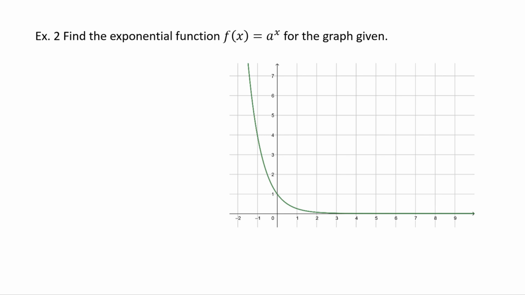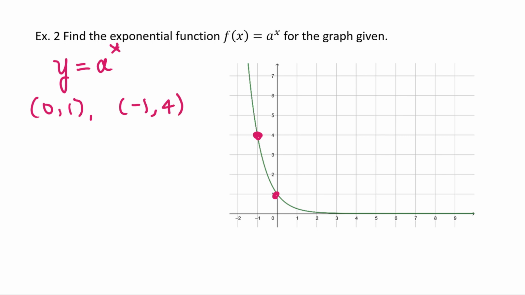Find the exponential function f of x equals a to the x for the graph given. To find the exponential function means we need to find the base value a. So let's consider the form y equals a to the x, and let's look at the graph. There are many points. Let's get the one that's on the y-axis, and that would be the ordered pair 0, 1. And another point that's right on a cross grid is -1, 4.